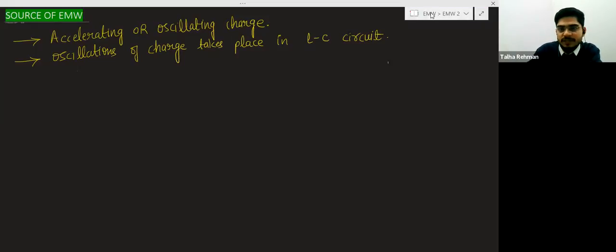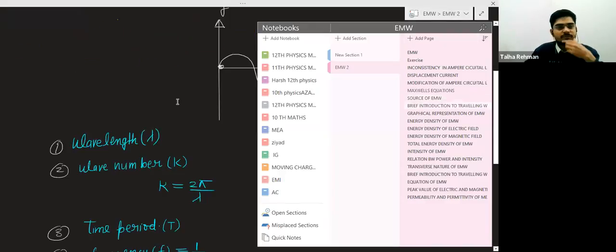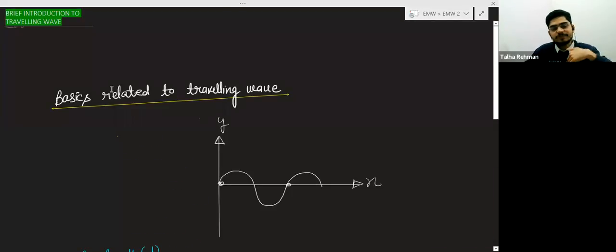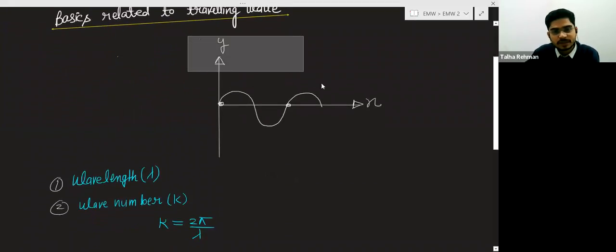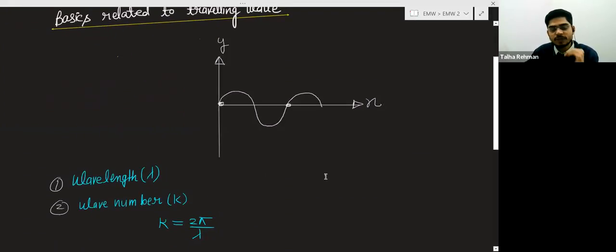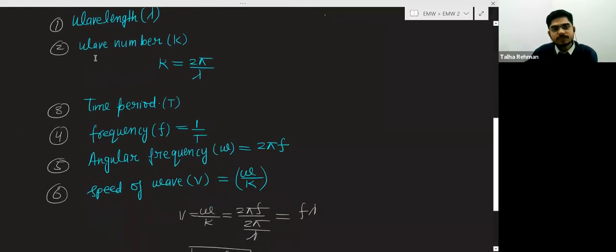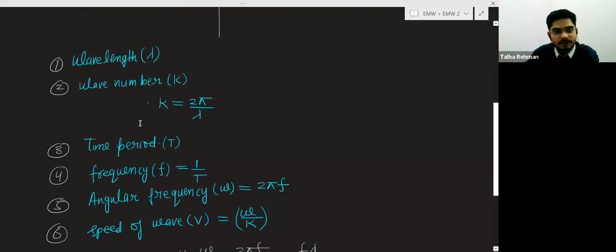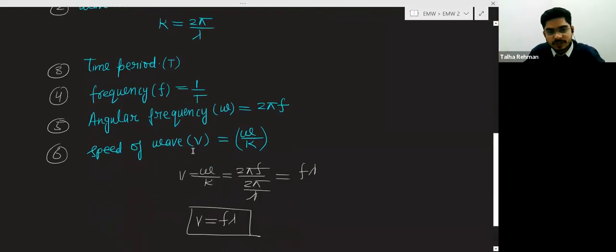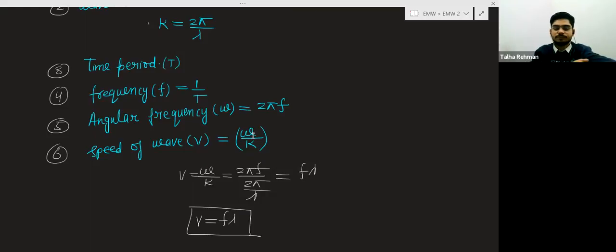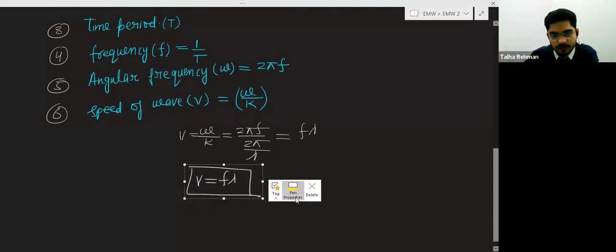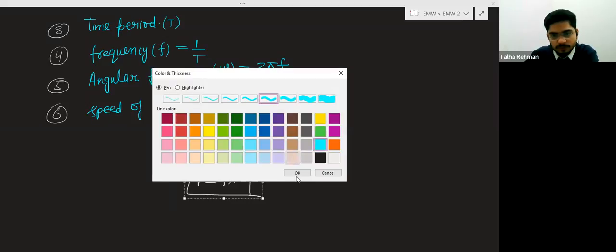So basically today we will discuss something about the wave. Basics related to wave we have completed in the last class. This is a sinusoidal wave. The terms related to the wave are wavelength, wave number, time period, frequency, angular frequency, and the speed of the wave. Because we are studying the electromagnetic wave, we should know a few properties of the wave. Speed of the wave is equal to frequency of the wave times the wavelength of the wave. You should know this.